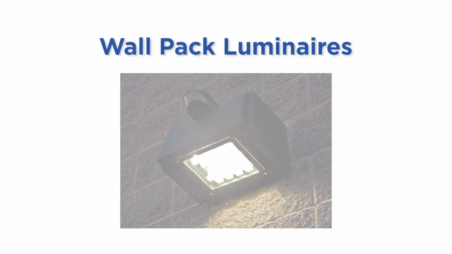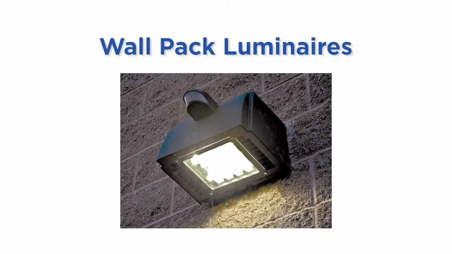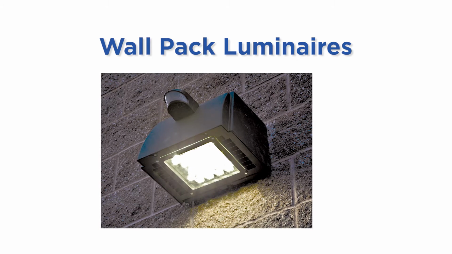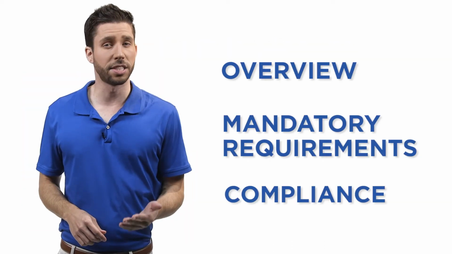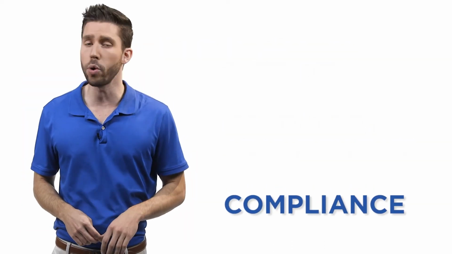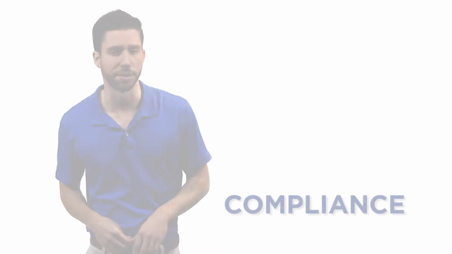In these applications, outdoor wall-mounted luminaires, often referred to as wall packs, where the bottom of the luminaire is mounted 24 feet or less above the ground, must comply with the applicable requirements in Section 130.2(c)(3). Now let's discuss the forms and documents needed to show compliance with the energy standards.